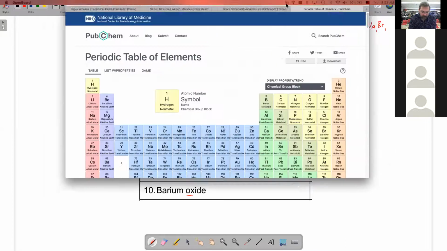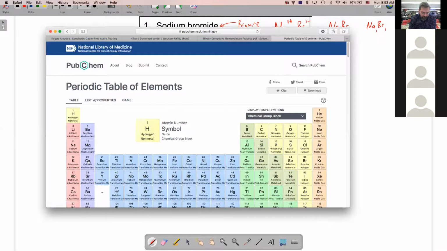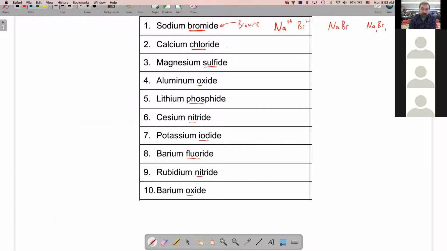For calcium chloride, on the table, calcium is in group 2, and chlorine is in group 17. So we need to form a compound that's made of calcium. Calcium is Ca2+, and chlorine is Cl1-. If calcium has a charge of 2 and chlorine has a charge of 1, in order for it to be balanced, we're going to need 2 chlorines for every calcium.